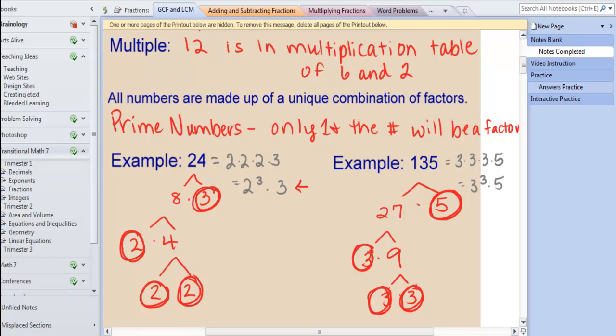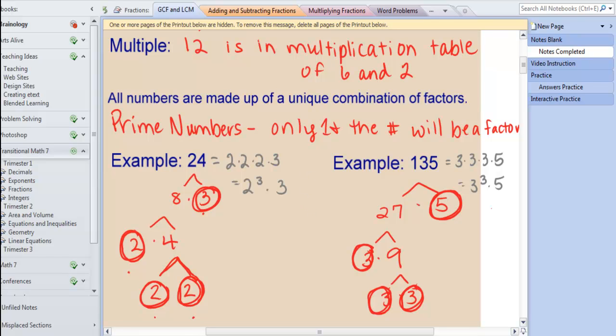I circle 3 because it's prime, and then 8 I have to factor because it's not prime, so it's composite. So 2 times 4 equals 8. I circle 2 because it is prime. 4 is composite, so I have to factor 4, and I get 2 times 2. Both of those are prime, so I circle them. So I end up with 2, 2, 2, and 3 as my prime factors for 24. So that's how I ended up with 2 cubed times 3.